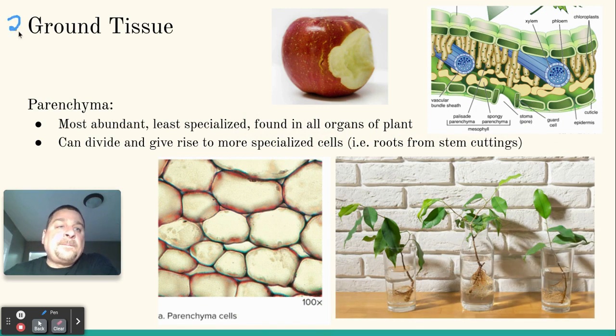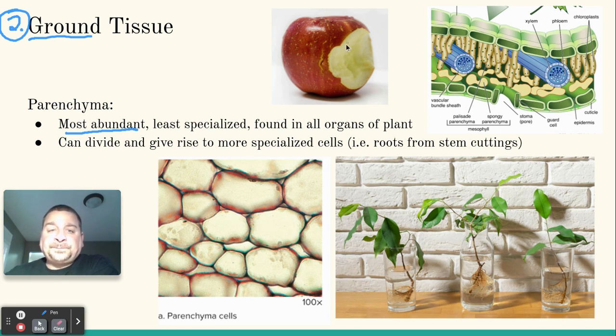Tissue number 2 is ground tissue. Ground tissue is the most abundant tissue we find in the plant. It's usually the least specialized, and it's found all through the plant, in all the organs. Plants have organs just like we would think of a human body having organs. But instead of liver and stomach and so forth, they have roots, shoots, leaves, flowers. Those would all be considered organs of the plant.